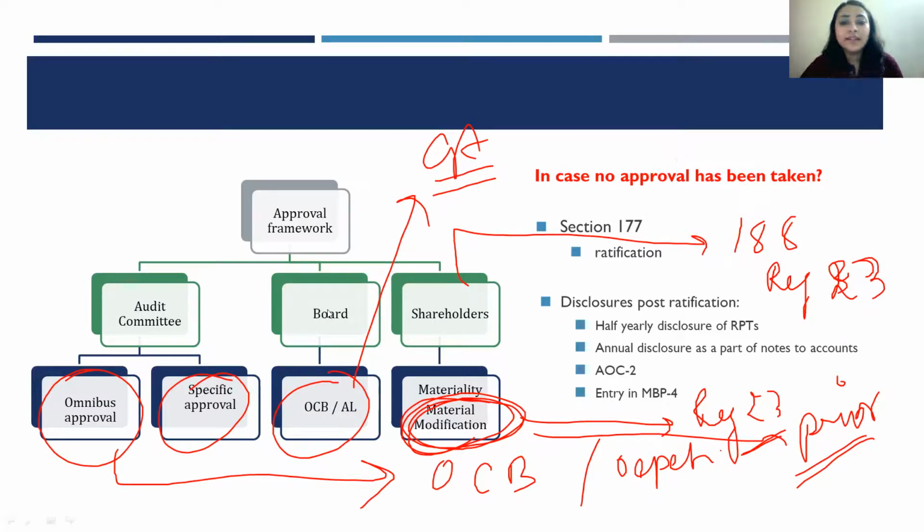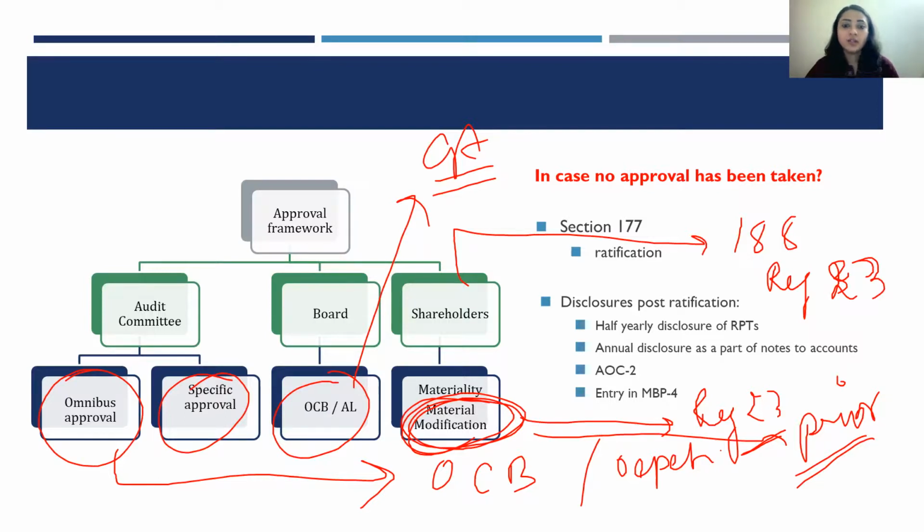So what one needs to understand is that RPTs are the prerogative of the audit committee. In case no approval has been taken due to non-identification of a related party, or lack of systems in the policy to identify that a particular transaction is an RPT, then it has to be ratified. It should be ratified at the immediate next audit committee meeting, and then it is at the discretion of the audit committee to decide whether to ratify, that is, regularize the transaction, terminate it, or revise the terms.